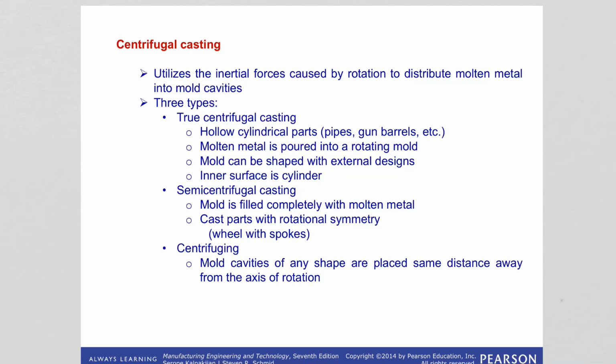There are 3 types of centrifugal casting: true centrifugal, semi-centrifugal, and centrifuging. In true centrifugal casting, the molten metal is poured into a rotating mold to produce a tubular part. So some examples made by this process: pipes, tubes, rings.